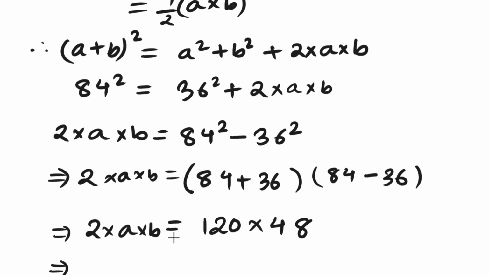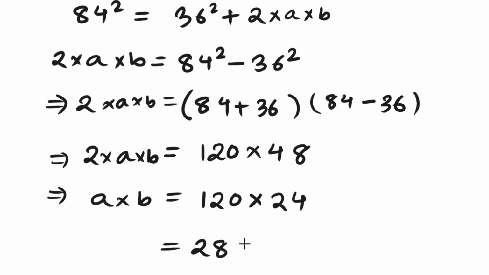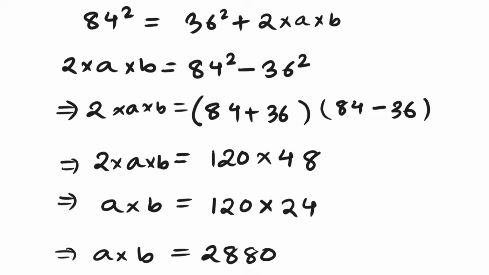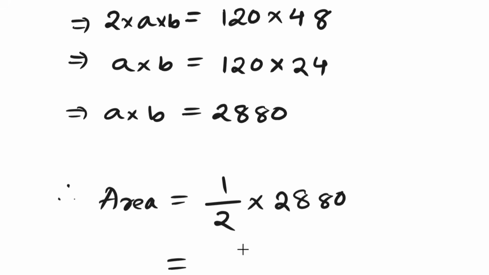Now divide both sides by 2. Instead of dividing the entire product at the end, it's easier to divide the 48 by 2 first, giving us 24. So, A multiplied by B equals 120 multiplied by 24. Multiplying those together gives 2,880. We're almost finished. Remember, the area is 1/2 multiplied by A multiplied by B. So substitute our value of 2,880. The area equals 1/2 multiplied by 2,880.